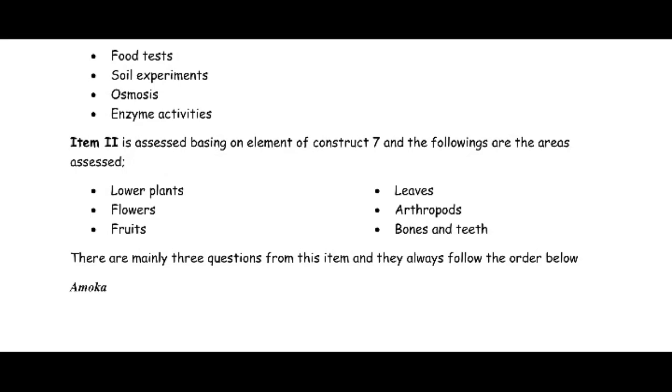Item 2 is assessed based on element of construct 7, and the following areas are assessed: arthropods, bones and teeth, leaves, fruits, flowers, and others.